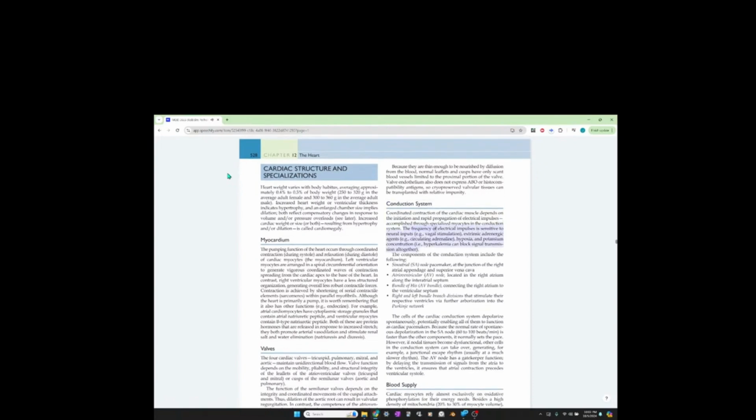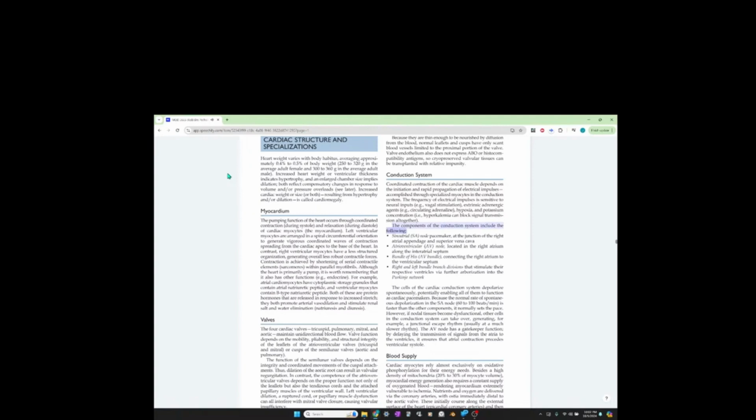Conduction system. Coordinated contraction of the cardiac muscle depends on the initiation and rapid propagation of electrical impulses, accomplished through specialized myocytes in the conduction system. The frequency of electrical impulses is sensitive to neural inputs, extrinsic adrenergic agents, hypoxia, and potassium concentration. The components of the conduction system include the following.